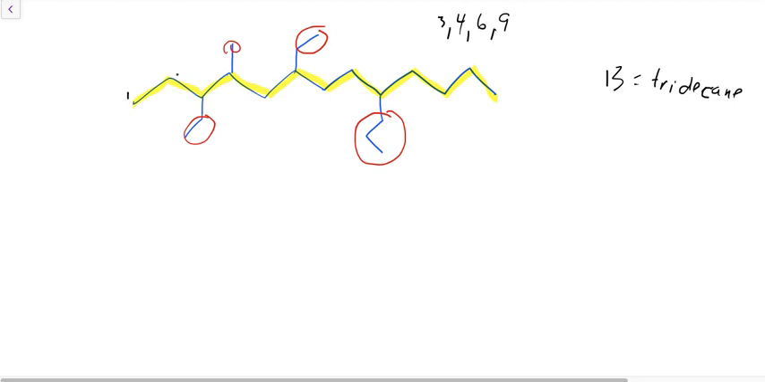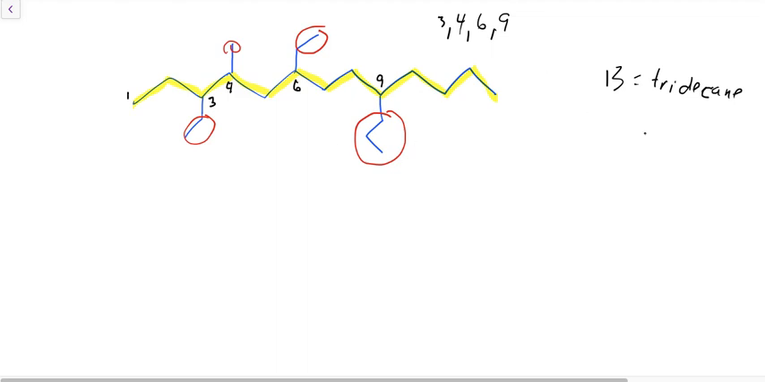So there's our carbon 1. There's carbon 2, carbon 3, carbon 4. Oh, sorry. I marked 5 in the wrong spot. Easily fixed. So there's 4, here's 5, there's 6, 7, 8, and then there's carbon 9 with a constituent group.